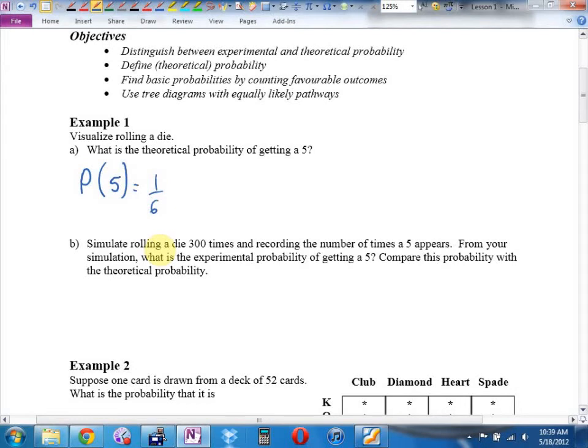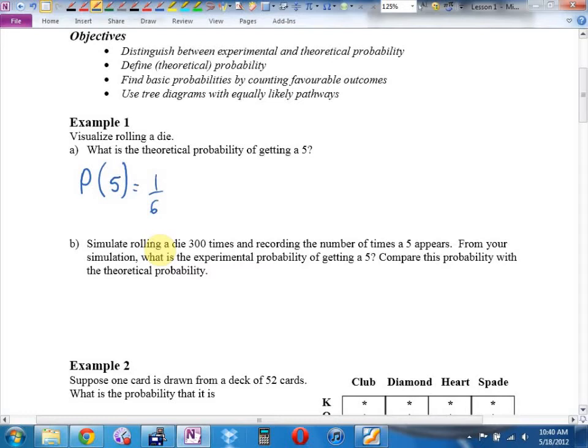So if I roll the dice 6 times, how many times should I get a 5? In theory, once. Am I guaranteed to get a 5? No. That's the difference between theoretical probability and experimental probability. Theoretical probability says, well, now if I rolled the dice 12 times, in theory I should get 2 5s.